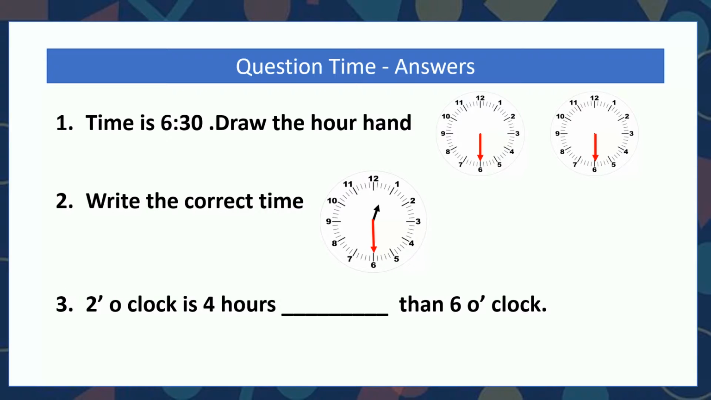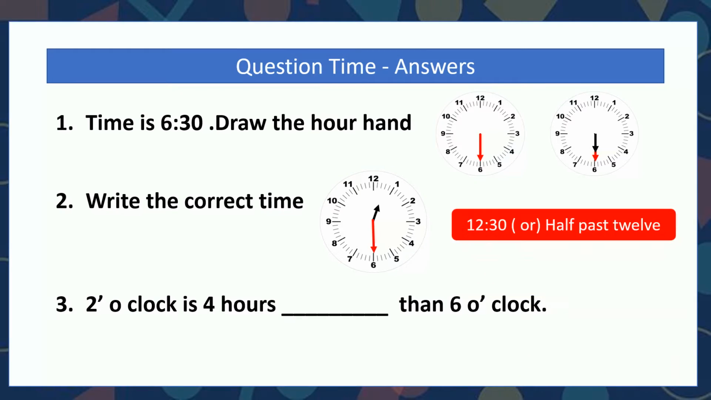Let us now look at the answers for the questions. For question number 1, we have to show the time 6:30. We have to draw the hour hand. The hour hand would be at 6. For question number 2, the time shown is 12:30 or half past 12. 2 o'clock is 4 hours dash than 6 o'clock. Earlier or later? It is earlier. 2 o'clock is 4 hours earlier than 6 o'clock.